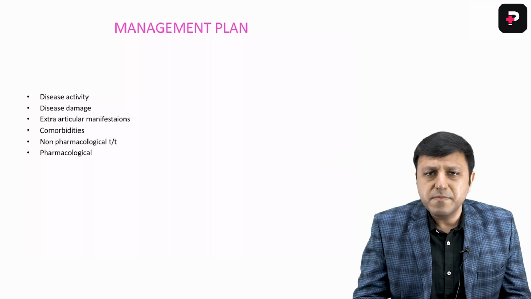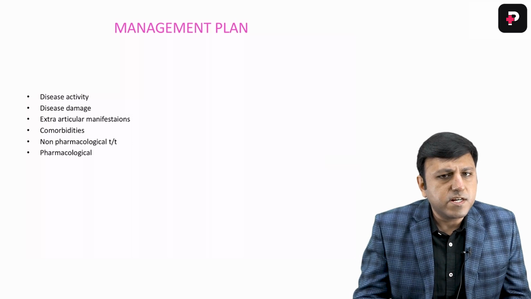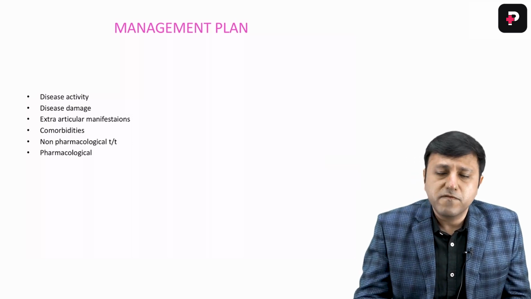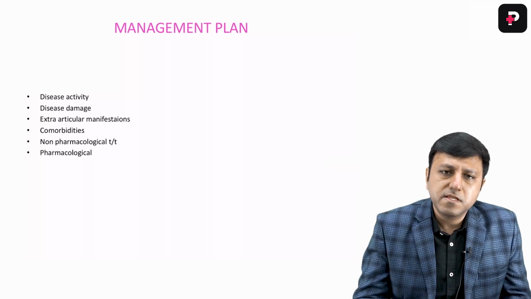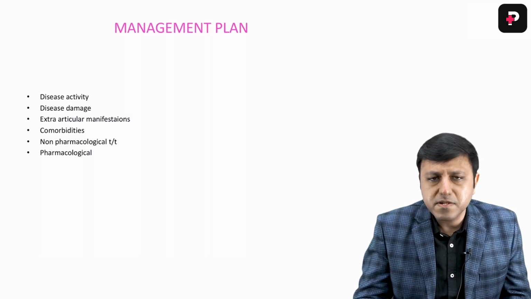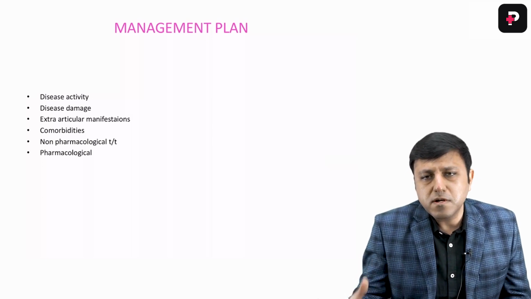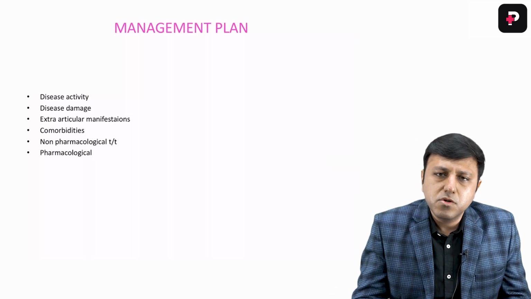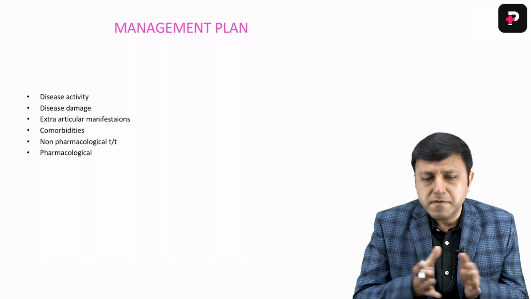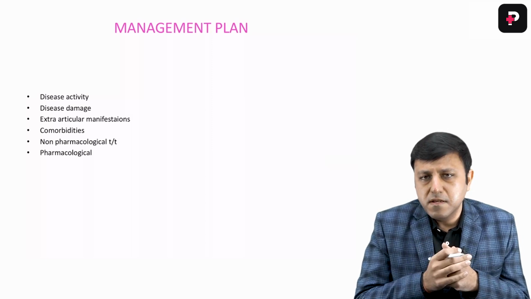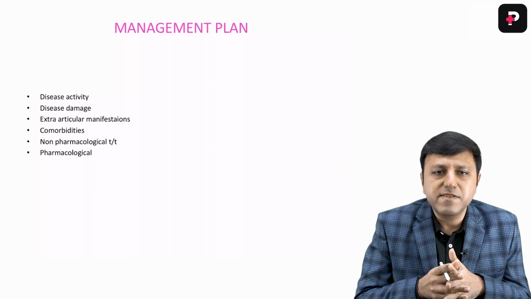Then coming to the management plan, you need to assess disease activity. You need to assess disease damage, because both of the symptoms have different treatment, whether the symptoms are due to disease activity, which will be inflammatory symptoms. The disease damage will be mechanical symptoms, like if the knee joint has been totally damaged, the patient will require surgery rather than your medicines. So you need to assess how much damage is there, how much disease activity is there.